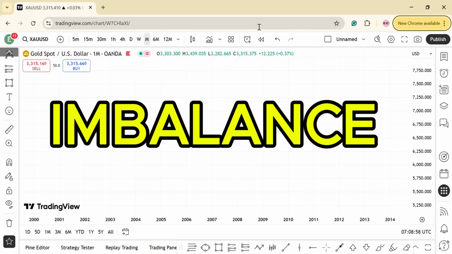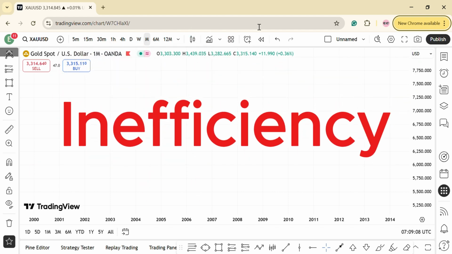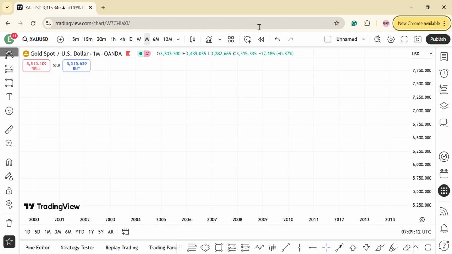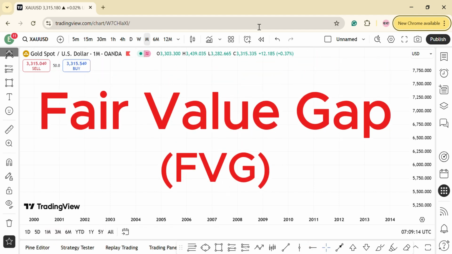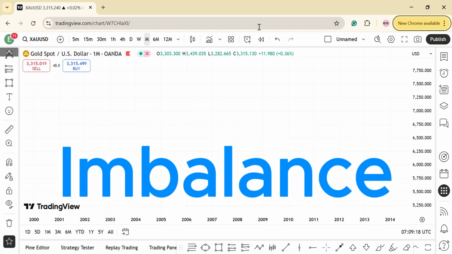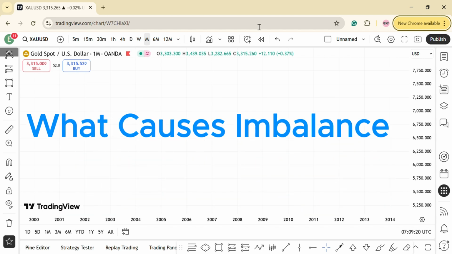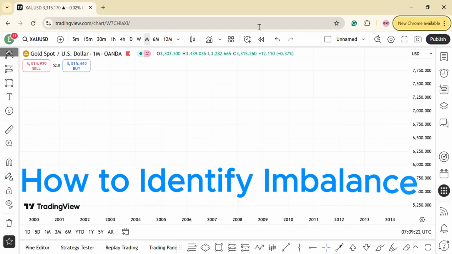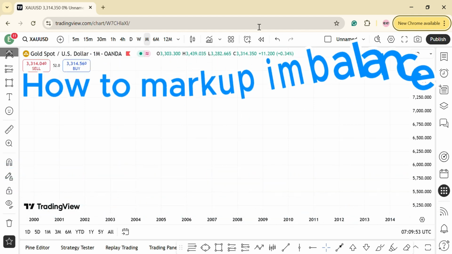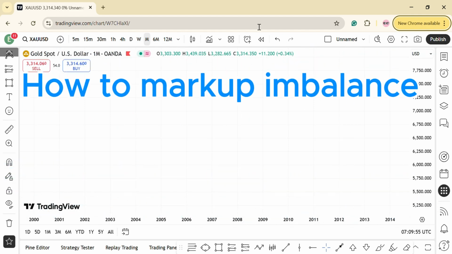Hello traders, you are welcome to today's session, and today we'll be talking about imbalance, also known as inefficiency, and the SMC traders call it fair value gap. At the end of this session, you will understand what is imbalance, what causes imbalance, how to identify imbalance, and how to mark up imbalance the right way.